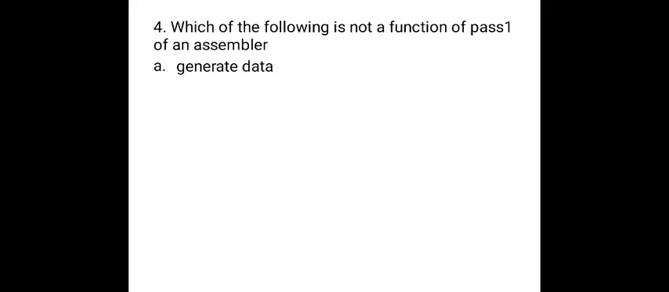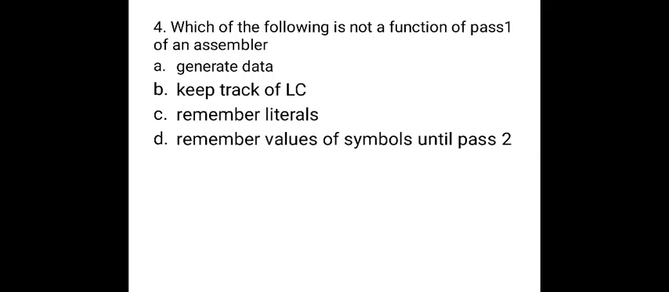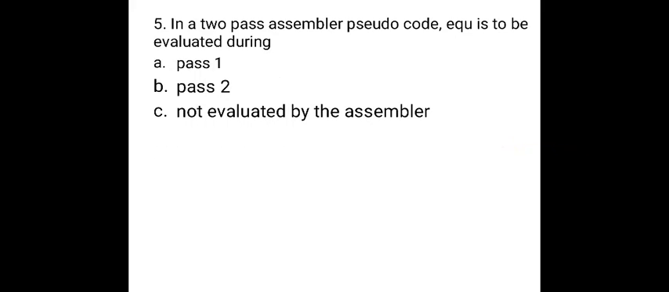The next MCQ is: which of the following is not a function of pass 1 of an assembler? That is, it generates data, keeps track of the location counter, remembers the literals, and remembers the values of symbols using pass 2. The answer is A. Pass 1 will do options B, C and D, but A will not be done in pass 1. The next MCQ is: in a 2-pass assembler, the pseudocode EQU is evaluated during pass 1, pass 2, not evaluated, or none of the others. This is the same MCQ we had earlier, so the answer is pass 1.